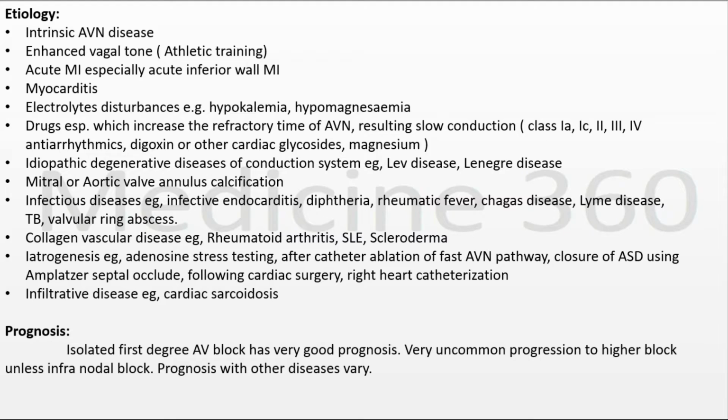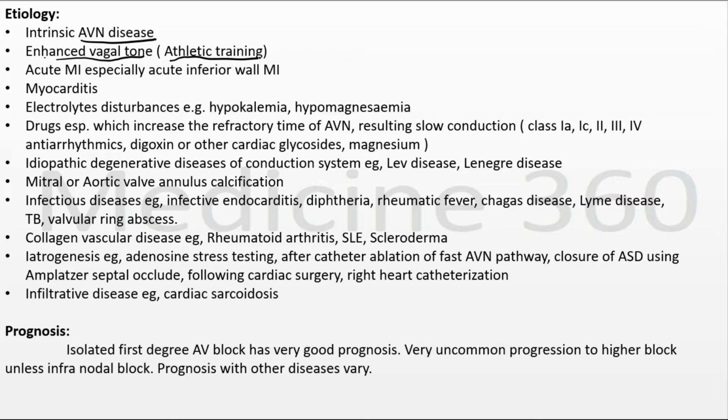Now we will discuss the etiologies or risk factors of first degree heart block, and many of these are also risk factors and etiologies of second and third degree heart blocks. We will discuss them one by one. There are intrinsic AV nodal diseases. There is enhanced vagal tone, as vagal stimulation causes a longer refractory time of the AV node and delay in the AV node, resulting in a prolonged PR interval.